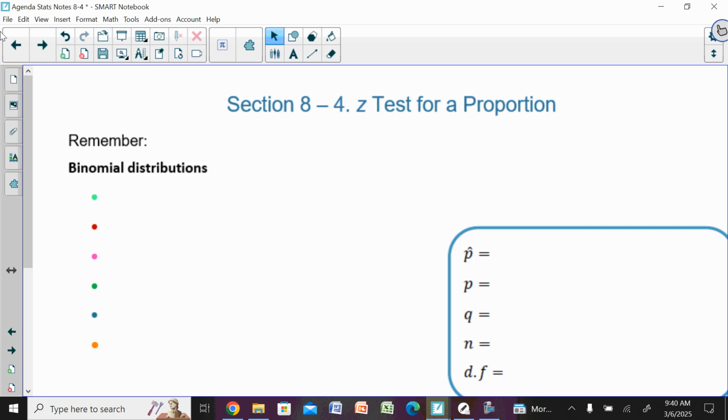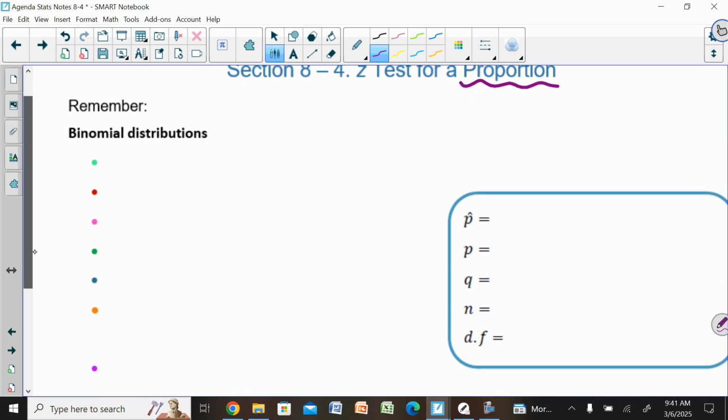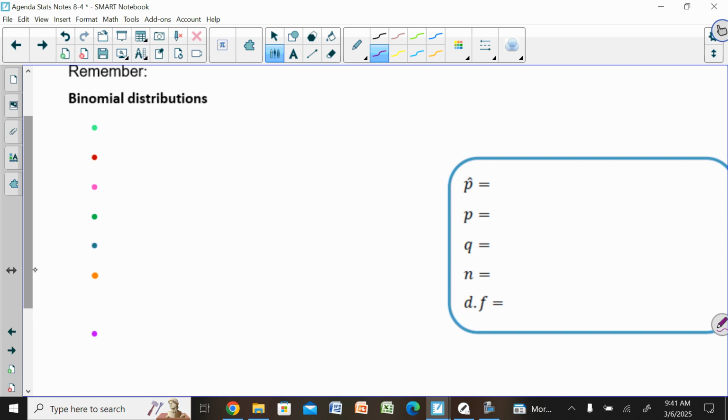Stat students, we're going to get started on section 8.4, which is a z-test for a proportion. So we have done our hypothesis testing with mu, right? All of our hypotheses are mu equals and then mu with an inequality. Well, now we're going to go to proportions. So we're looking at percentages or proportions of things. So we're going to be dealing with p's and p-hats, as you can see from our little side symbol box.